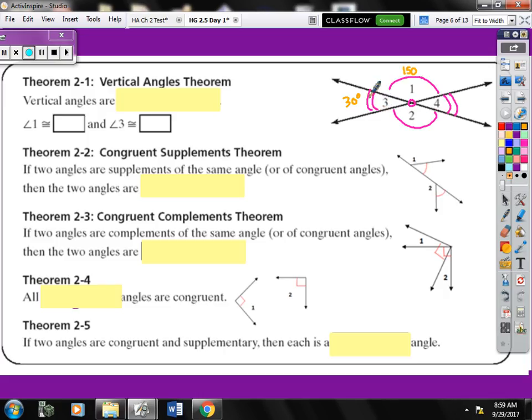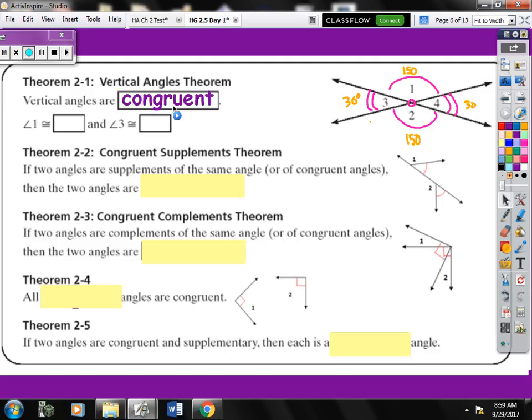Then angle 3 and angle 2 are supplementary. So if this is 30, 180 minus 30 would get me 150. And then 2 and 4 are supplementary, so 180 minus 150 would get me 30. So you can do a little numerical proof showing why these are congruent. The vertical angles theorem just literally states that exactly.